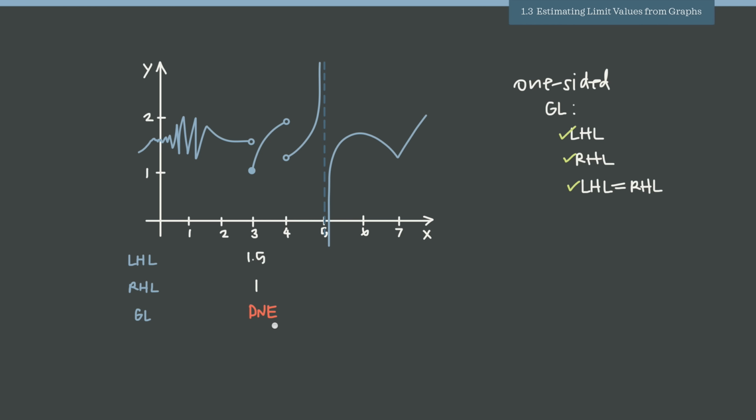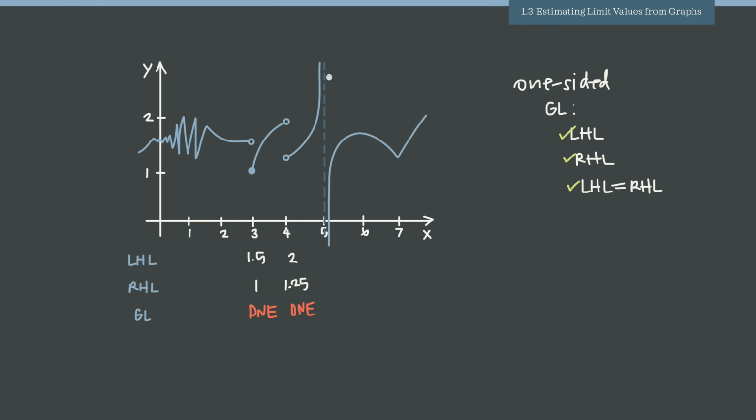Similarly here at x equals 4, we would say that the left-hand limit looks like it's about 2, because as we trace the graph from the left-hand side, we're approaching 2. The right-hand limit looks like we're approaching maybe about 1.25, and because these values aren't equal, the general limit here at x equals 4 does not exist.